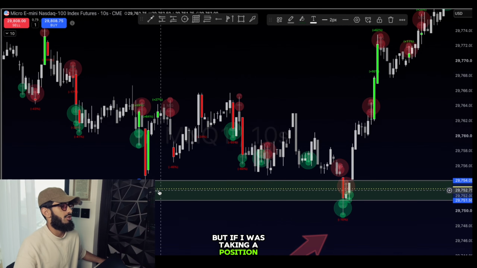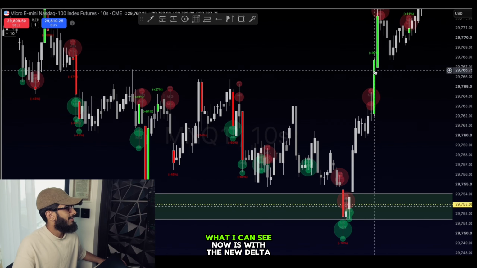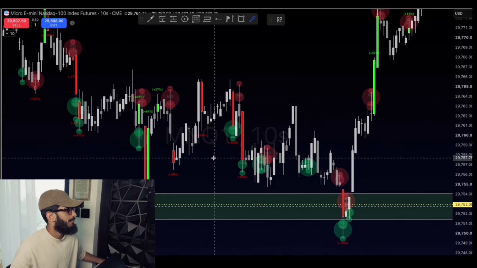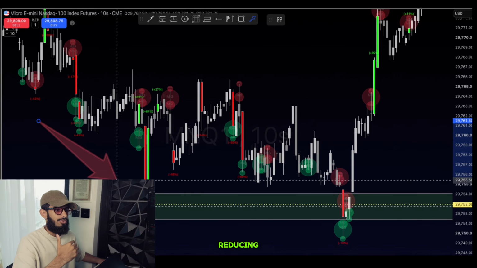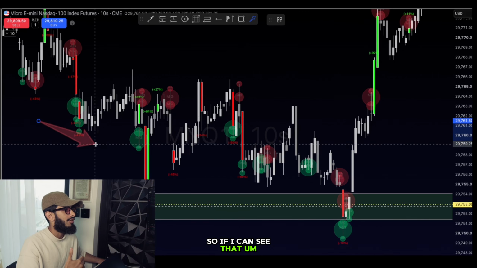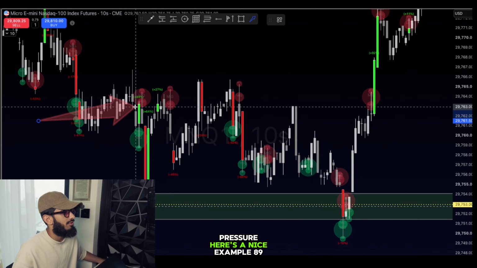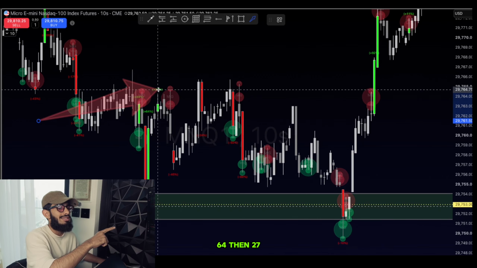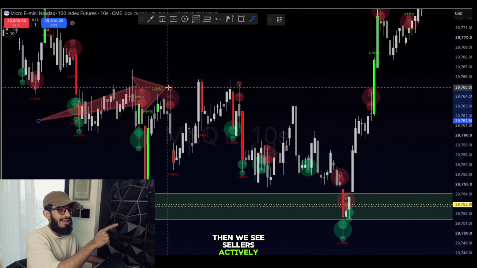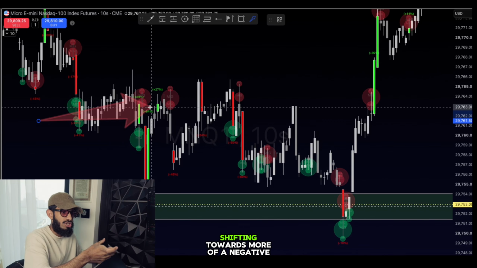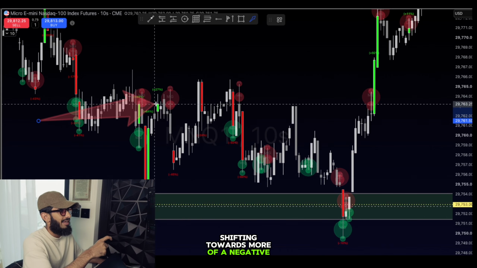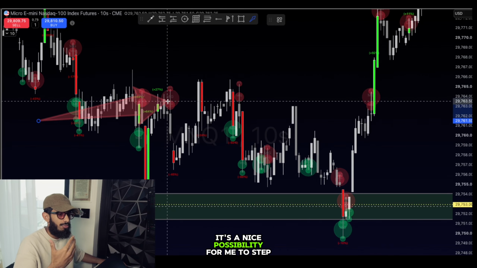But if I was taking a position like this, what I can see now is with the new delta prints is where sellers' pressure is reducing. So if I can see that, let's say buying or selling pressure, here's a nice example, 89.64, then 27. Then we see sellers actively stepping in and have absorbed these buyers. And if I can see that delta is shifting towards more of a negative, and then I get a nice cue, it's a nice possibility for me to step in.